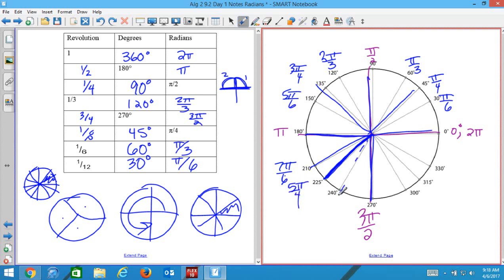240. What do I multiply together to get 240? 60. Huh? Oh, 60 and 4? I just couldn't hear. So 4 60s? Yep. So 4 pi over 3. How do I make 300? 5 times 60 or 30 times 10? Either. So we'll do 5 times 60. 5 pi over 3.